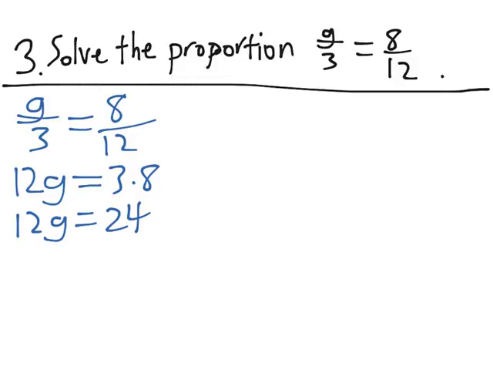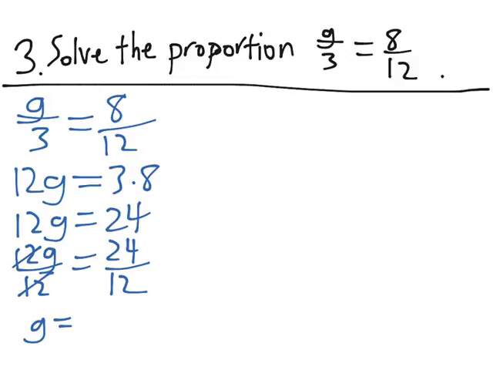Dividing both sides by 12, we get 12g over 12 is equal to 24 over 12. These 12's cancel, and g is equal to 24 over 12, which is 2.